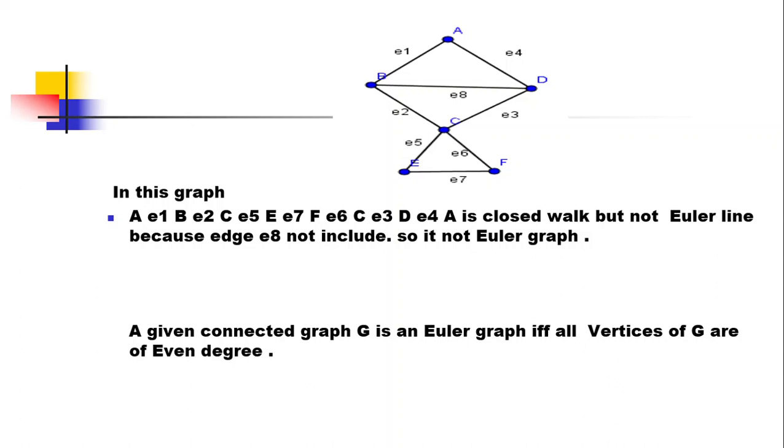And here is one result, by using which we can directly say whether it is an Euler graph or not. So what is this result? Given a connected graph G, connected means all the vertices are connected, the given graph G is an Euler graph if and only if all vertices of G have even degree. Means you have to check that every vertex has even degree.